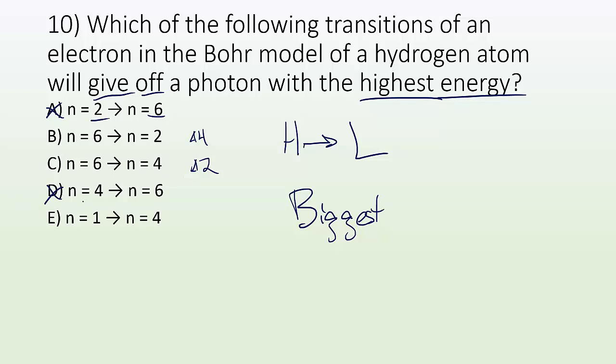4 to 6, going up, it's not dropping. And 1 to 4, again, going up, not dropping. So biggest change in energy is going to be B. So that would give us the photon with the highest energy.